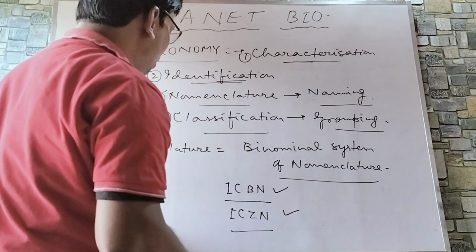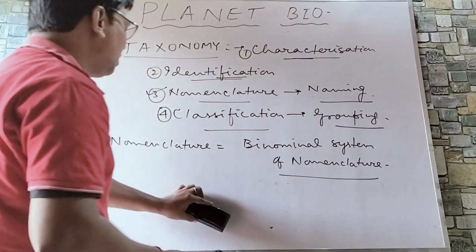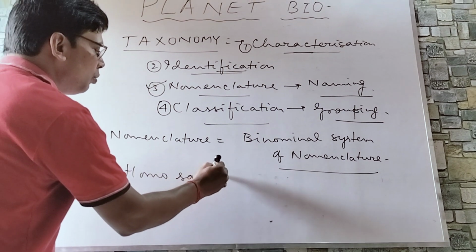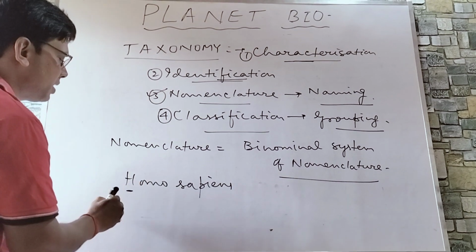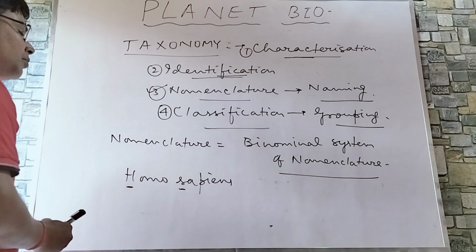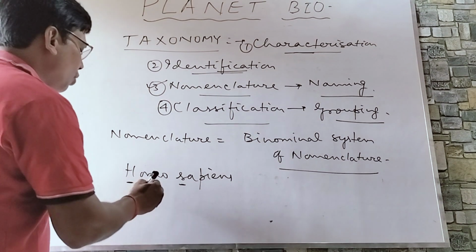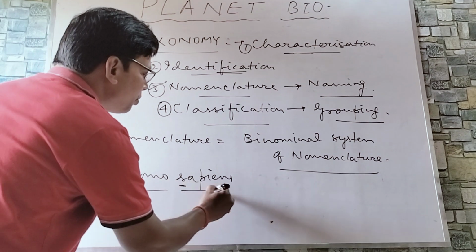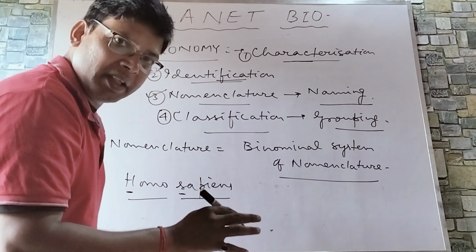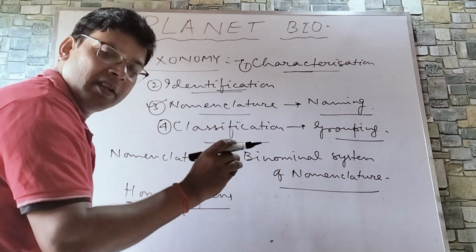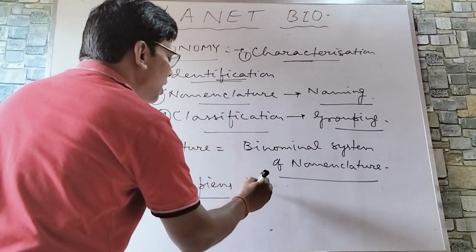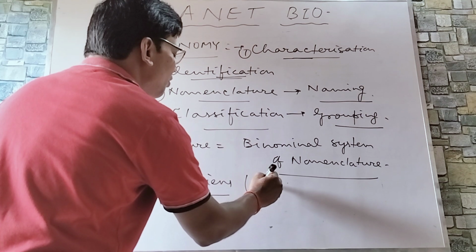How are two names given? For example, Homo sapiens. This H is written in capital. This S is written in small. So Homo sapiens needs to be underlined when it is handwritten, and when it is printed, it needs to be mentioned in italics. Homo sapiens. This is the biological name or zoological name for humans.